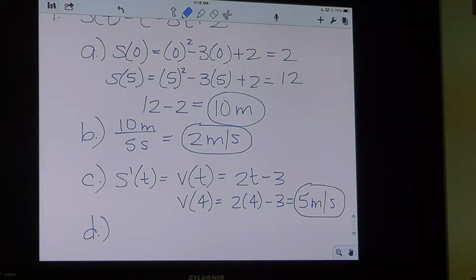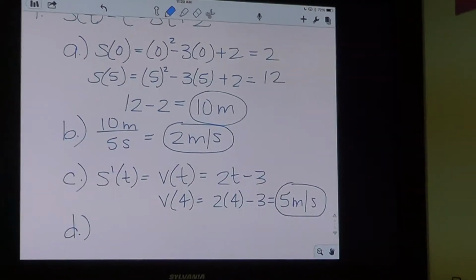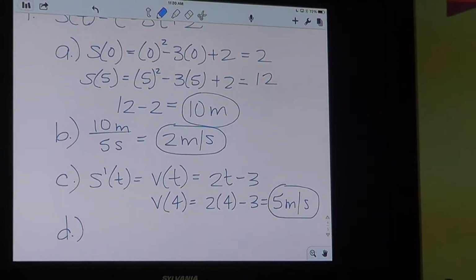So how do you think we're going to figure that out? Do you both have your graphing calculators? I'll give you one. Let's take a look at this position function and see if that might help us at all. So, do you remember how to start graphing? What would we do?